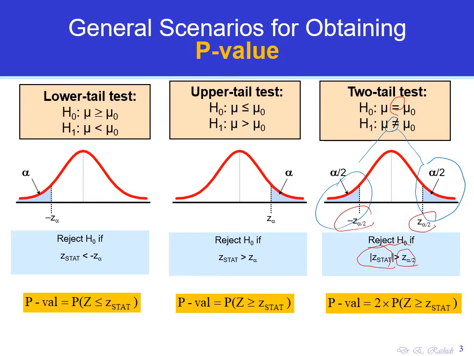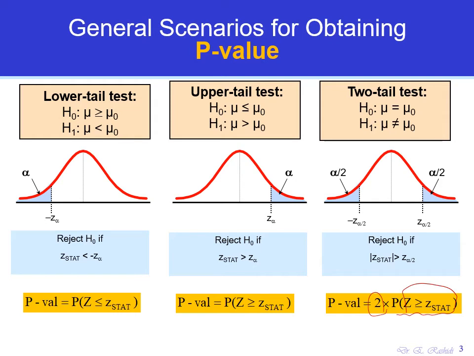What does it mean? This means that if the observed value of the test statistic falls in the rejection region on the right, we're going to reject the null hypothesis. Also, if it falls on the left side, the negative side, the lower tail, we're also going to reject the null hypothesis. The p-value, as we learned before, for this scenario would be 2 times the probability that z is greater than or equal to the z stat value, the observed value that we have here.